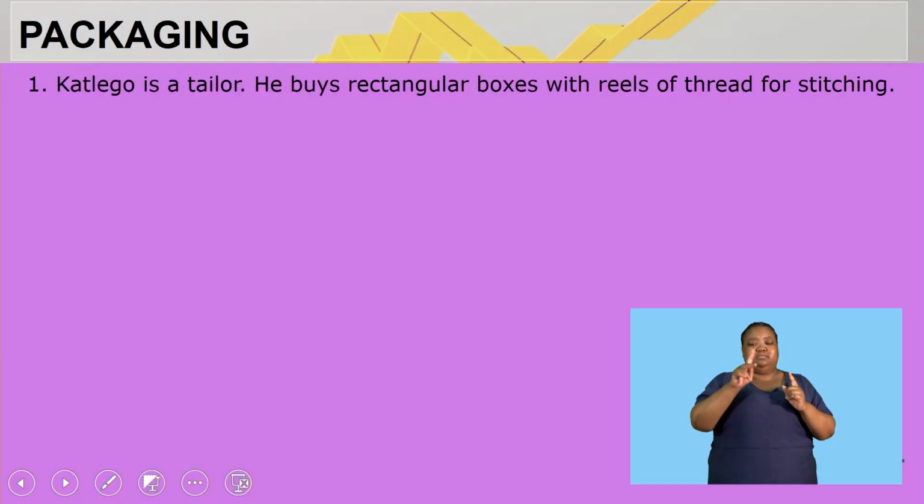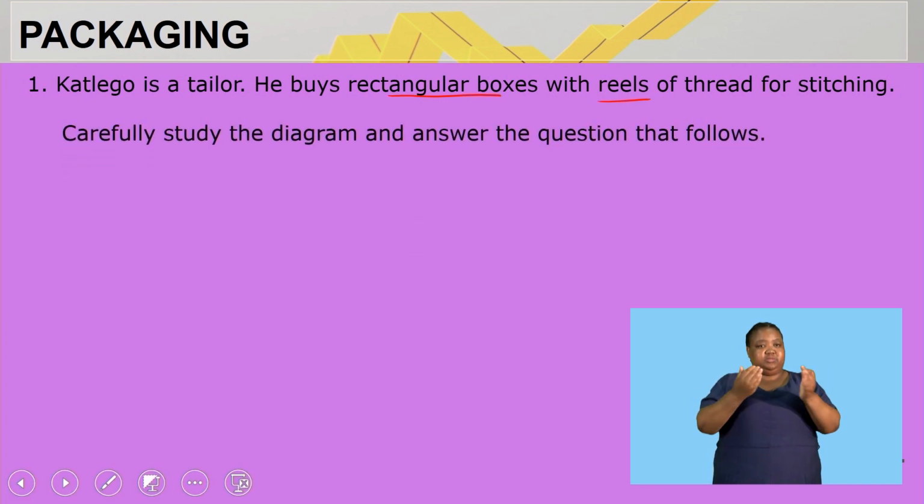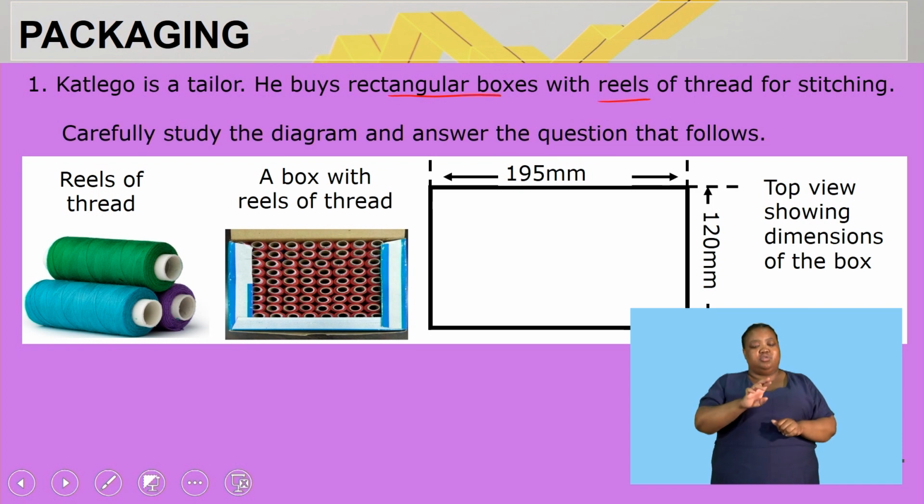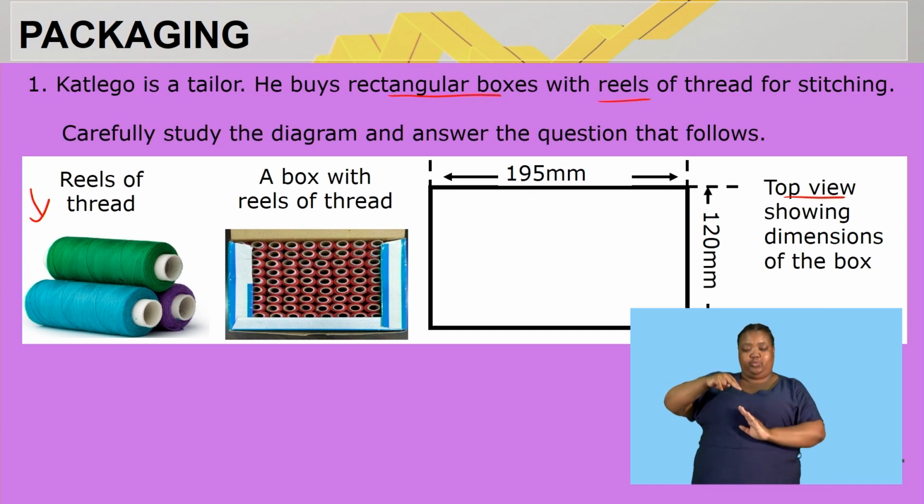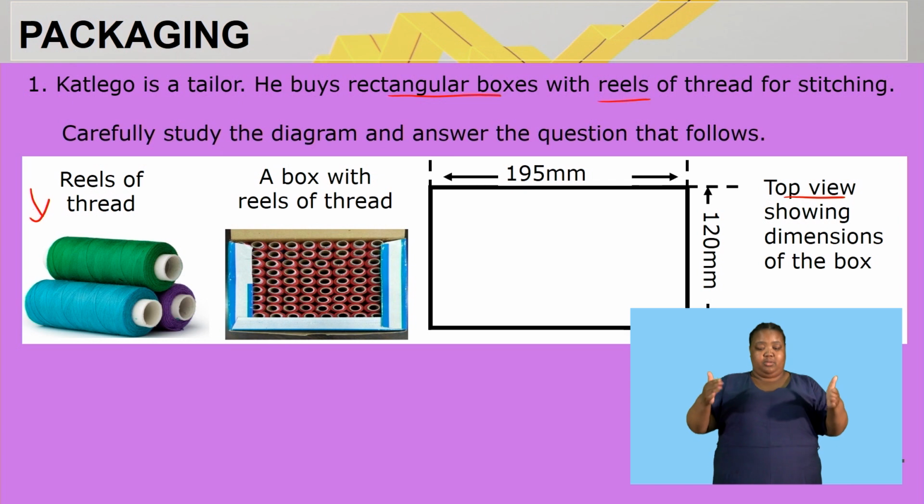In question number 1, I've indicated here that Catleo is a tailor, right? He buys rectangular boxes with reels of thread for stitching, okay? Then I've indicated here, carefully study the diagram and answer the question that follows. So there we have the reels of thread, as we can see here. Then there's a box with reels of thread, a picture of that. And then when we look on our right-hand side, that's the top view, right, showing the dimensions of the box. So here we have the box which is 195 millimeters by 120 millimeters, okay.